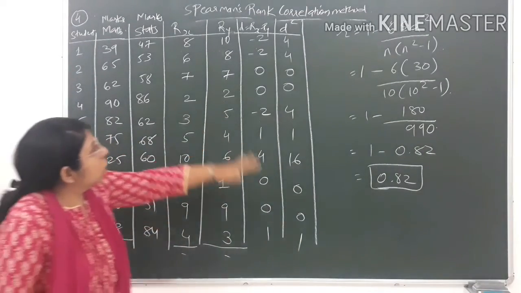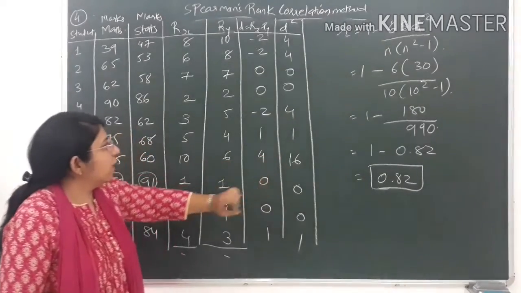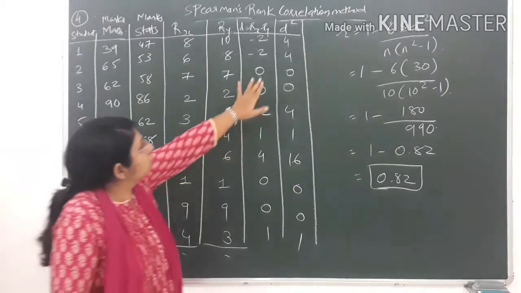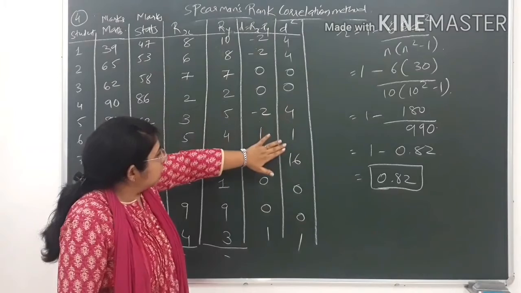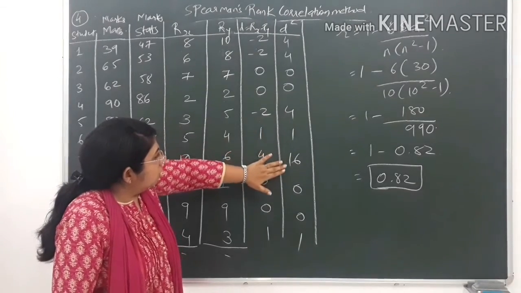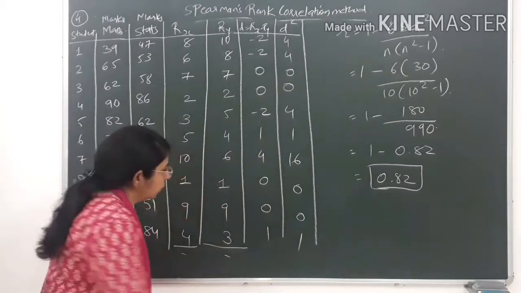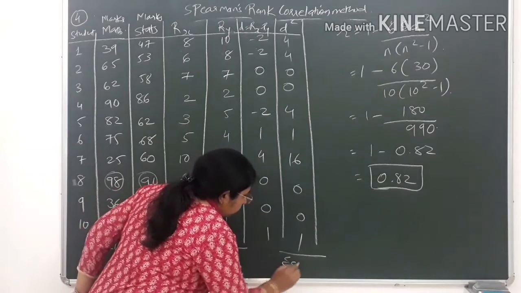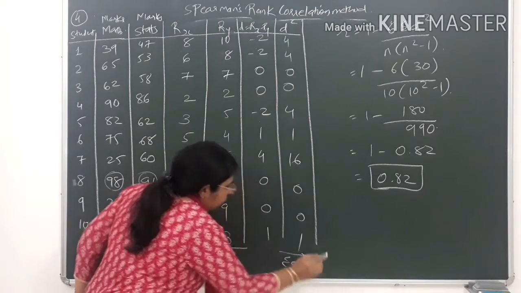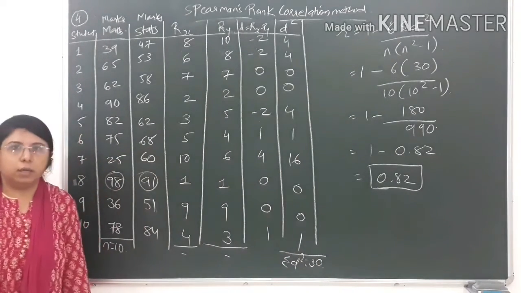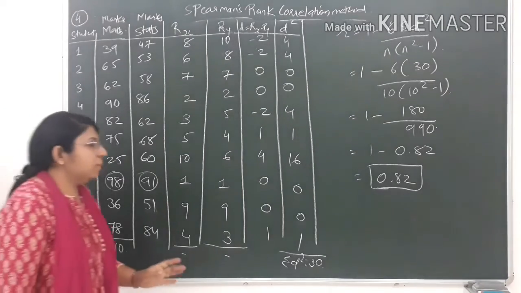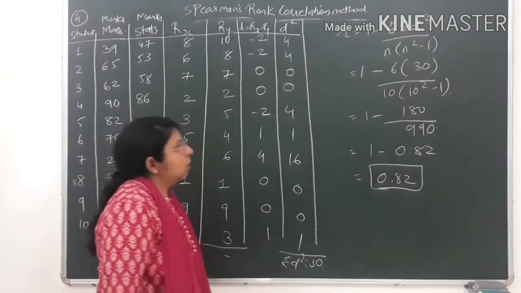You have to do the total of all the values here. It is a very small value, so orally also you can do the calculation. 4 3s are 12, 12 plus 1 is 13, 13 plus 16 is 29, and 29 plus 1 would come to 30. So sigma d square would come to 30 over here. And that is the only basic value that you have to find over here.